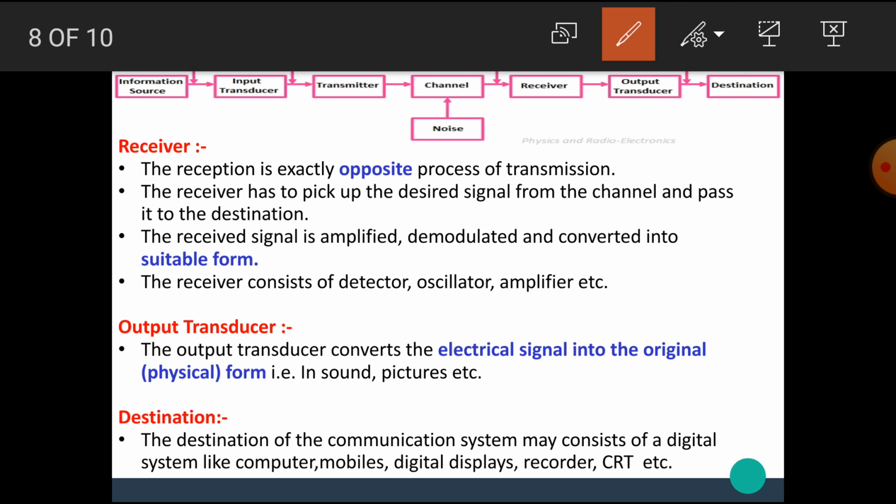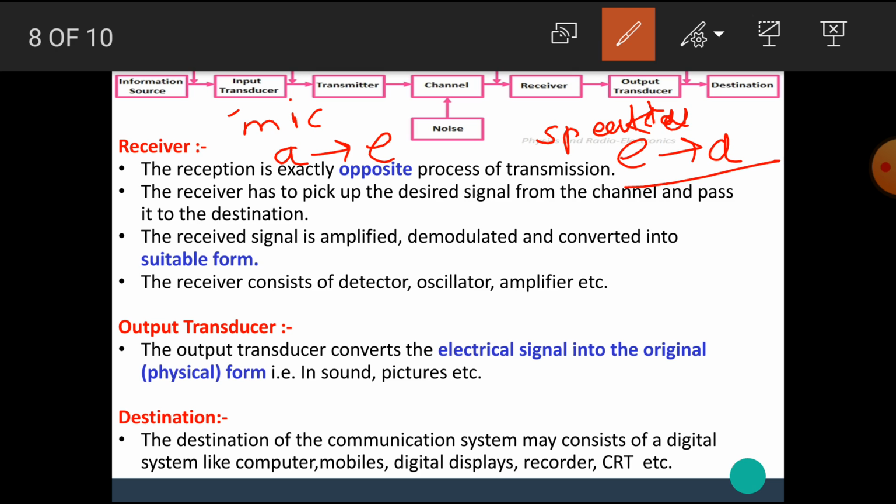In the input transducer, we saw the example of a mic, which converts the audio signal into an electrical signal. But at the output side we require a device which converts an electrical signal into an audio signal, and this type of device is called a speaker. We know that a speaker converts an electrical signal into sound or audio. I hope you understand the role of the output transducer.